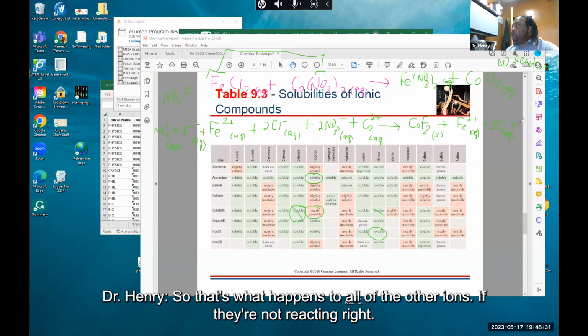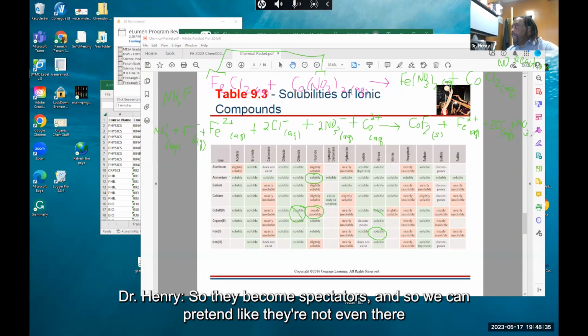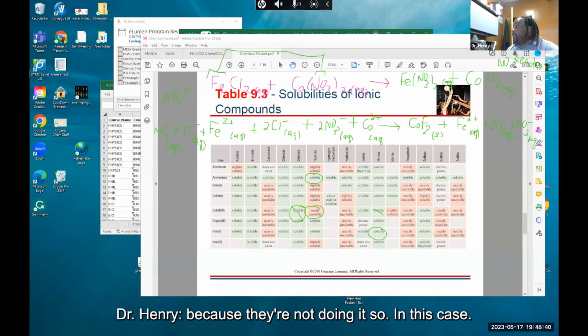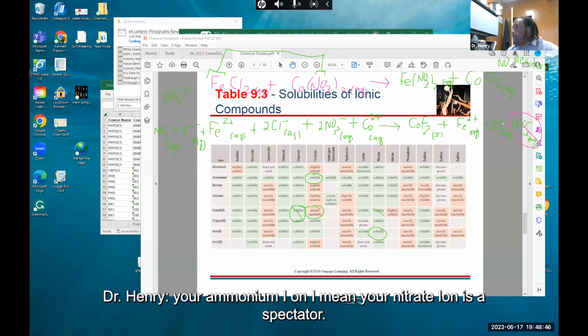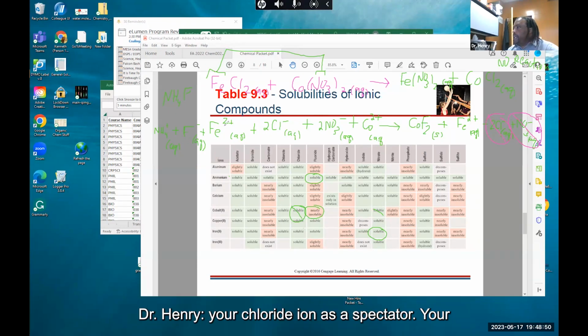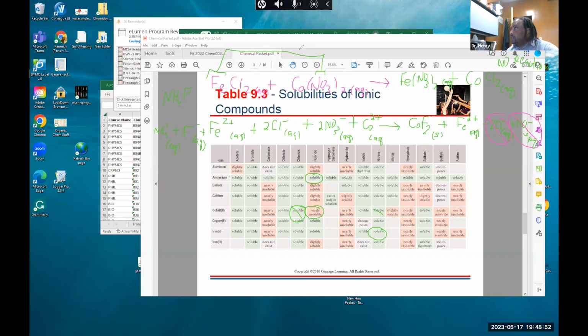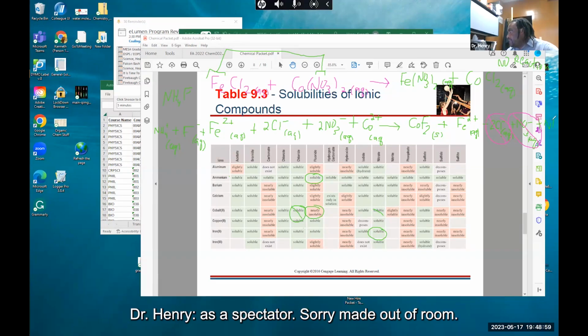So that's what happens to all of the other ions if they're not reacting, right? They become spectators. And so we can pretend like they're not even there because they're not doing anything. So in this case, your ammonium ion, your nitrate ion is a spectator. Your chloride ion is a spectator. Your ammonium ion is a spectator. Sorry, I ran out of room.